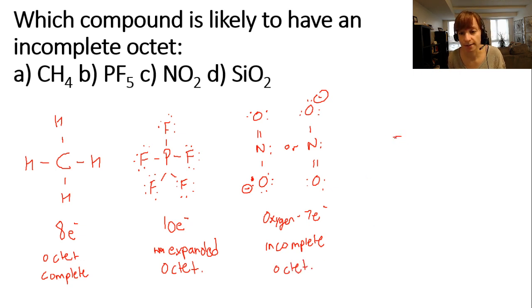So we just need to check the last one, which is SiO2. I'm going to draw in my lone pairs. So silicon has 2, 4, 6, 8 electrons. Each oxygen has 4 electrons from bonds, 4 from lone pairs, so it has 8 electrons. Every atom in the compound has 8, so it is a complete octet.